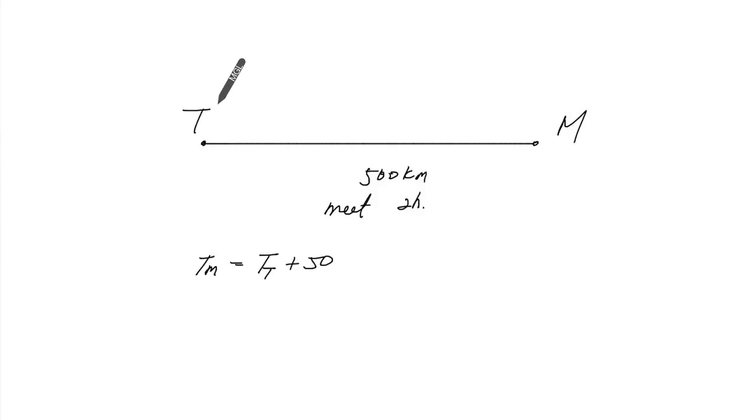So we have two trains. One's leaving from Toronto heading towards Montreal. The other one is starting at Montreal and heading towards Toronto. The distance is given to be 500, and they tell us they meet exactly 2 hours after when they leave. Furthermore, they tell us that the train speed that's leaving from Montreal is 50 kilometers faster than the train speed of the train leaving from Toronto.